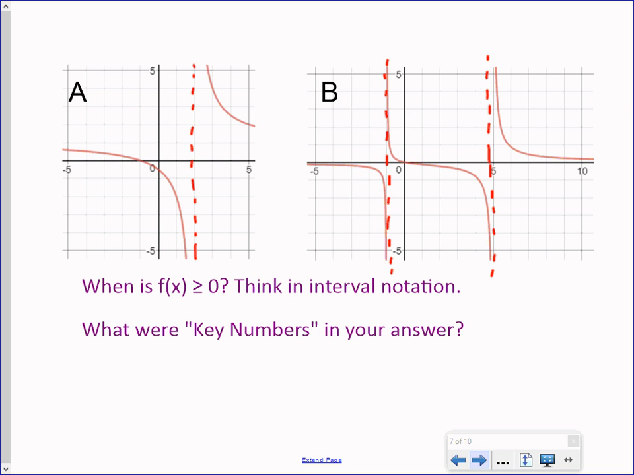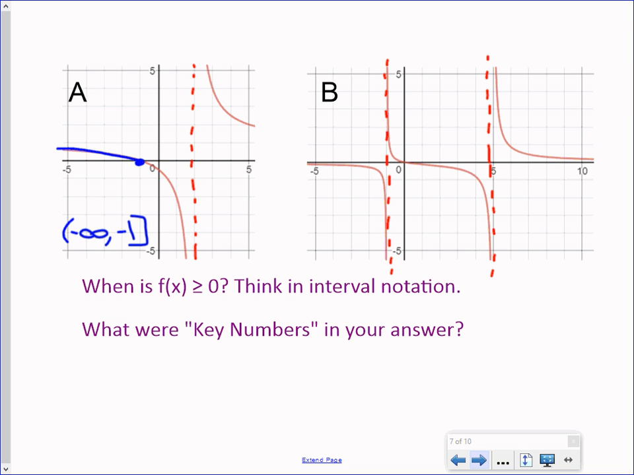Okay, we've got some good discussions happening. Let's come together and see if we're in agreement here. Does anybody have any intervals for A? When is it greater than or equal to 0? Negative infinity, and then a bracket at negative 1. Why are you putting a bracket at negative 1? Yeah, no, you're right. That's when it's equal to 0. So that works. Any other places?